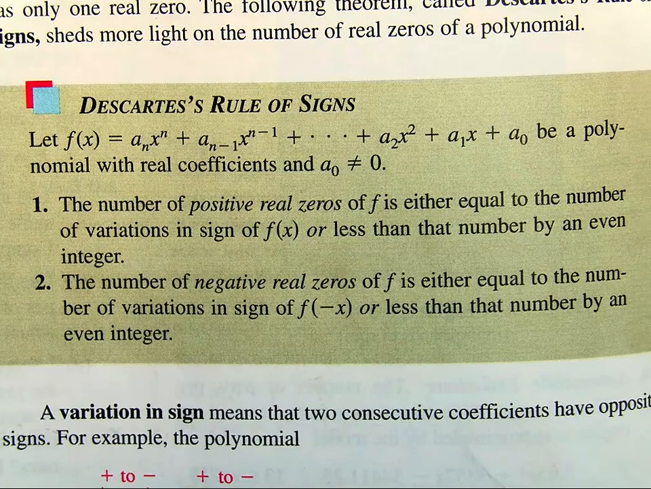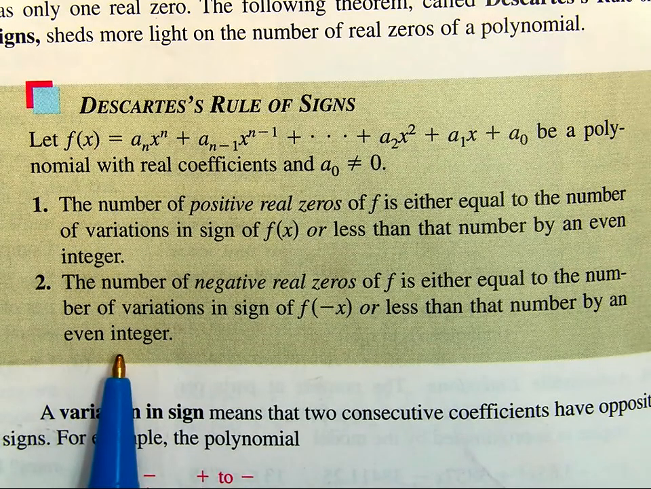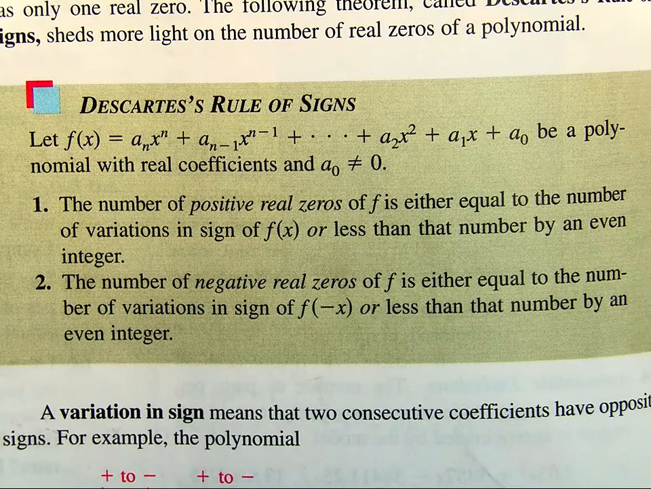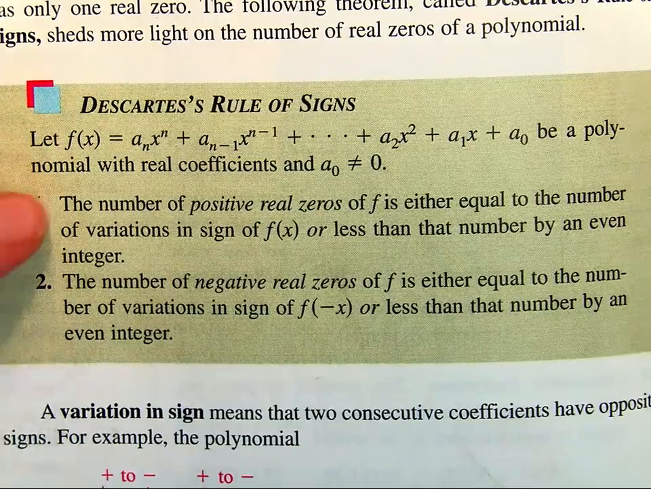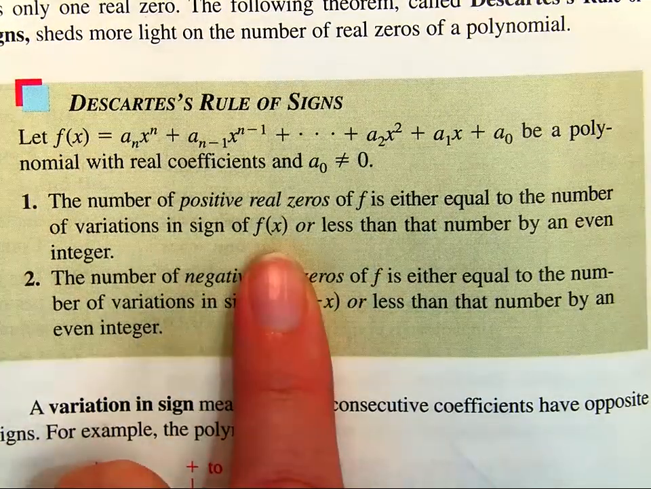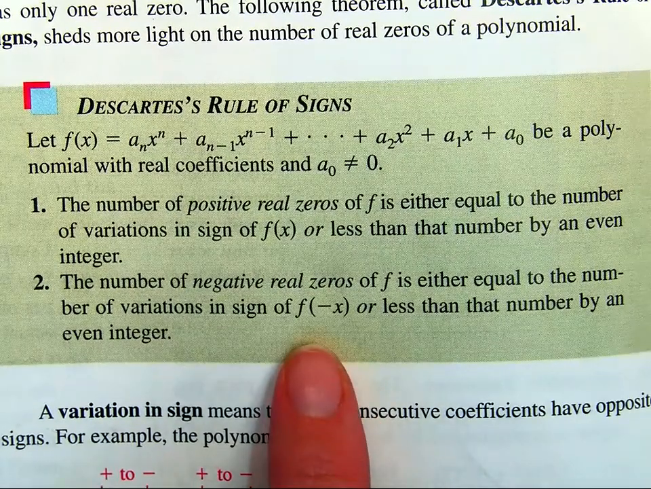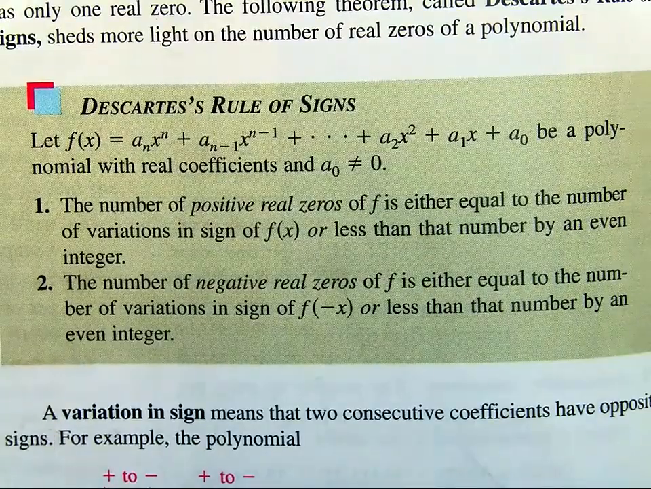Okay? The number of negative real zeros of f is either equal to the number of variations in sign of f of negative x or less than that number by an even integer. So again, these are the same. However, when we're looking at positive, we just look at f of x. And when we're looking at negative, we look at f of negative x. Okay? Now, what does a variation in sign mean? That means that it changes.